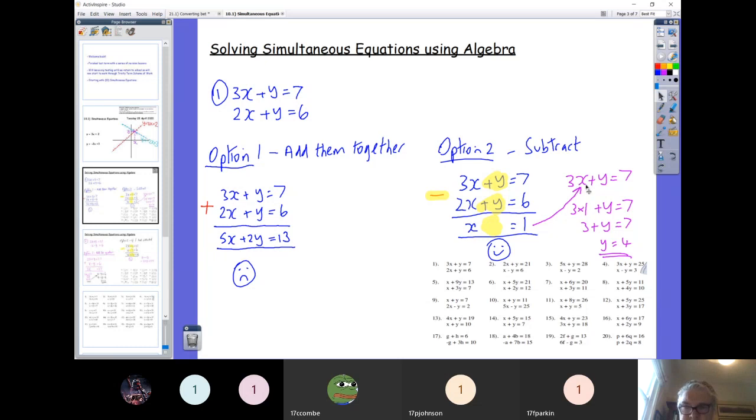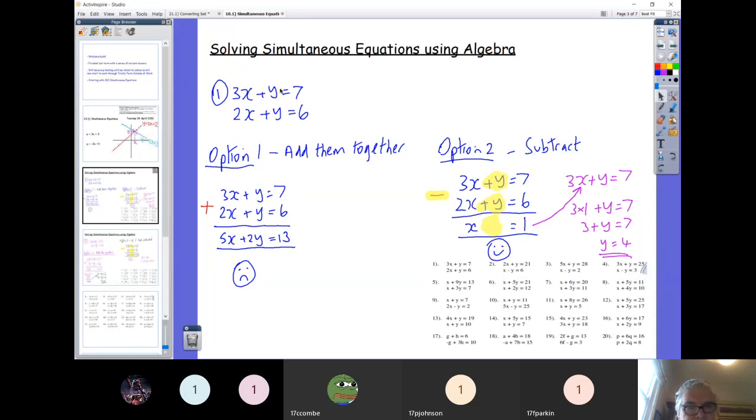So 3 lots of x is 3 lots of 1. 3 lots of 1 is 3. So we've got 3 plus y equals 7. So therefore, what must y be? Y must be 4. So our final answer on this occasion is x equaling 1, y equaling 4. And we finished.